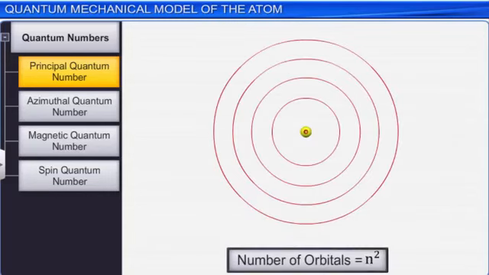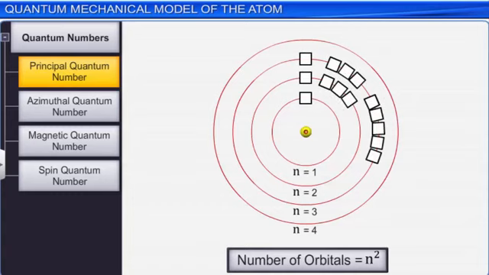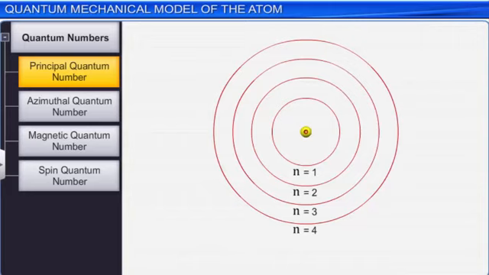In addition, with the increase in the value of n, the number of allowed orbitals increases and are given by n square. Shells are denoted by the capital letters K, L, M, N, and so on for the values of n equal to 1, 2, 3, 4, and so on respectively.